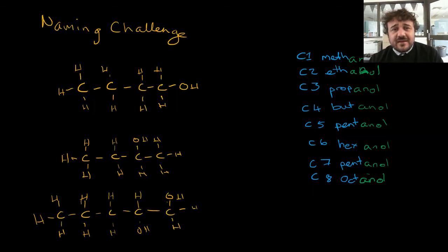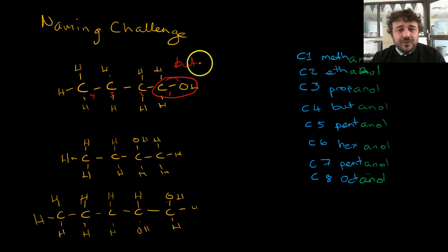Now, let's have a little crack at naming these. I want you to pause, try and name all 3, and then come back. Okay, so you're back. First off, the OH group is on that carbon there. So that means 1, 2, 3, 4. That means it is butanol, which means it is butane-1-ol. Super easy. There it is.